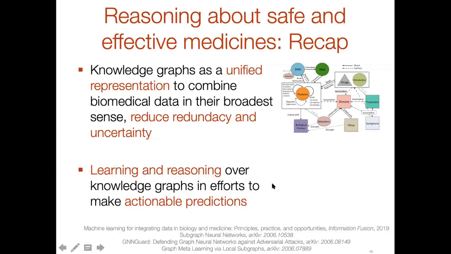Yes, I'm actually kind of at the wrapping phase. So thank you. To recap this part, we talked about reasoning about safe and effective medicines in the context of knowledge graphs. And the two key messages are that knowledge graphs are really a unified representation that allows us to combine biomedical data in the broadest sense. And we can reduce redundancy and uncertainty in doing so. And then really to be able to make actionable predictions, it's important to go beyond classic predictions of edges.